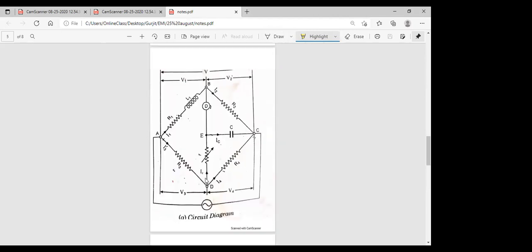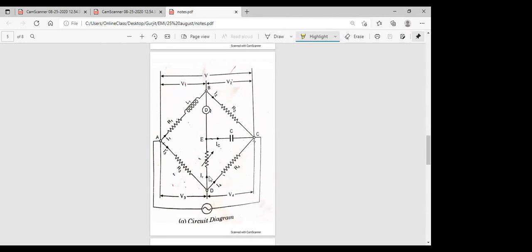So in this circuit diagram, we will find out the value of the L1 and the resistance R1. The rest of the values are known to us, meaning the rest of the component values R2, R3, R4, small r, and C. This is the circuit diagram of our Anderson bridge, and this diagram is slightly typical as we compare it with the other bridges. So this is a very important bridge.